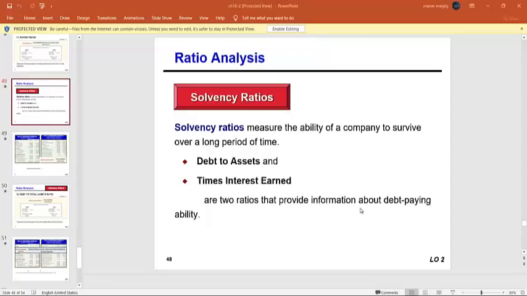Solvency ratios بتقيس the company's ability to survive over a long period of time، انها تقدر تستمر for a long term period in the future. تمام، هما two ratios اللي هو debt to assets و times interest earned. نقدر نقول انها يعني the other side of the coin. يعني مثلا لو coin ليها one face of it is liquidity, solvency is the other face of the coin.